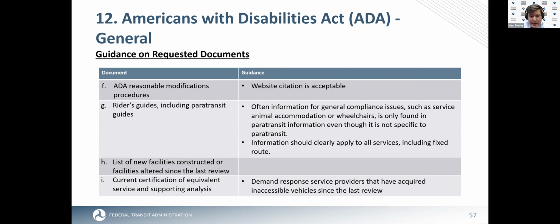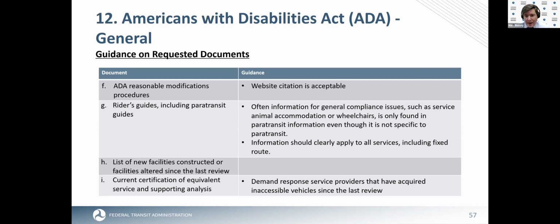Item F, ADA reasonable modifications procedures. This is something that should be advertised to the public, that on request you will make a reasonable modification to your policies and procedures, with a couple of exceptions, but you nonetheless have to advertise this. So just a link to the website saying that the agency on request will make reasonable modifications to its procedures should satisfy this. So provide that to your reviewer. Your reviewer will undoubtedly also be doing an independent review of your website for a lot of these things, so provide it to your reviewer, but they'll also be checking as well.